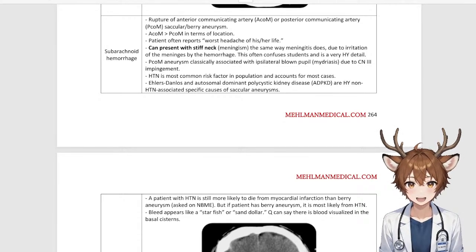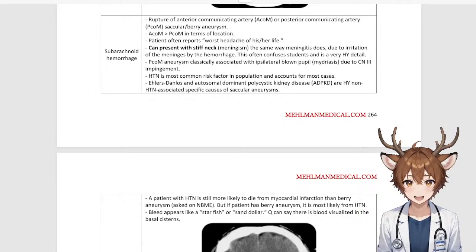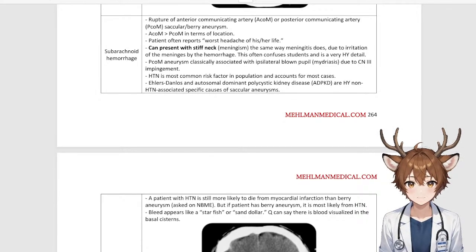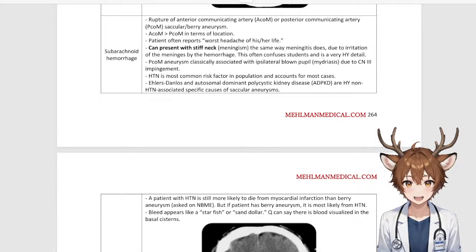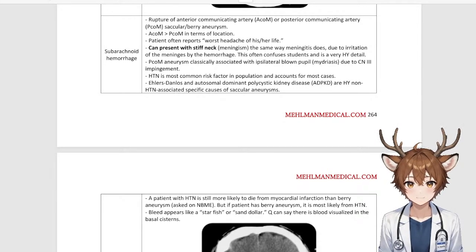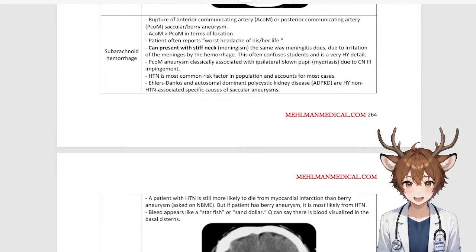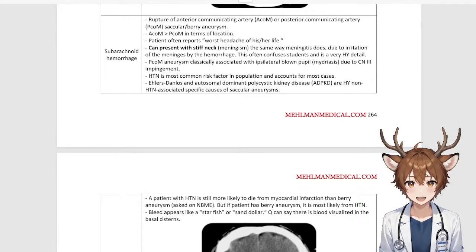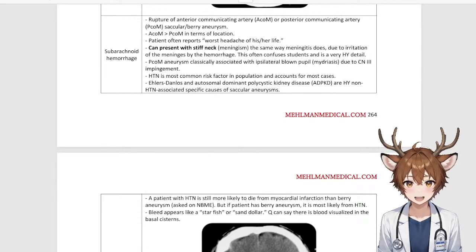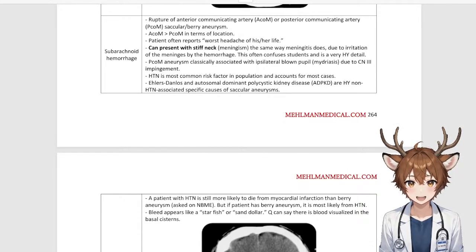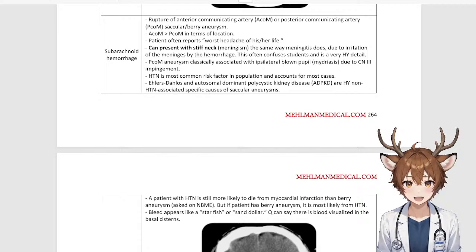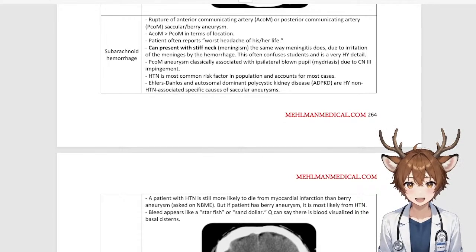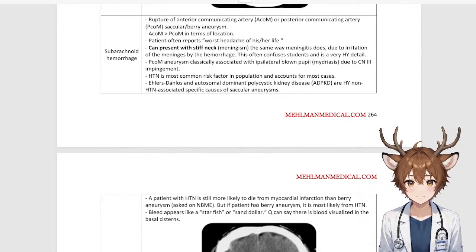Can present with stiff neck, meningism, the same way meningitis does due to the irritation of the meninges by the hemorrhage. This often confuses students as it is a very high yield detail. Be aware of that for subarachnoid hemorrhage. It sounds like meningitis, but it's not, okay? But there's obviously some overlap in presentation because of what it's acting on. Make sense?